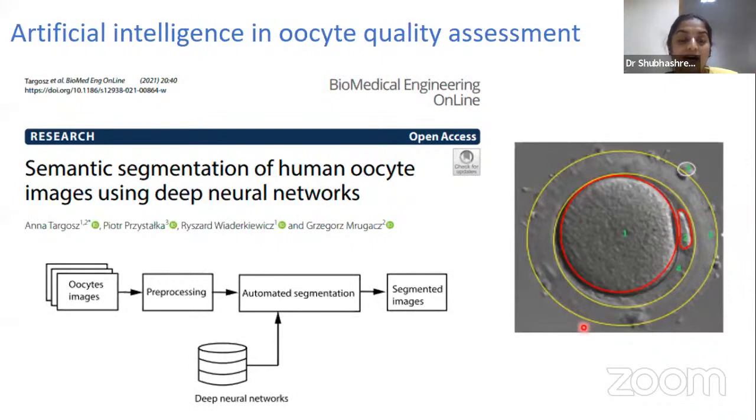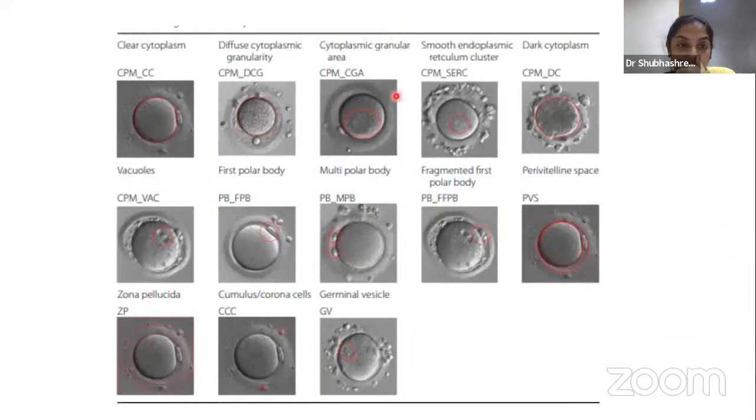But with advances, we have a new method, artificial intelligence, in the reproductive medicine field also. This is one very beautiful study where they incorporated artificial intelligence to understand the different aspects of oocyte morphology, whether it would be able to identify the different morphological features of the oocyte. Here you can see the software is able to identify different features of the oocytes like granulation, the degeneration or the polar body. So the software is trying to differentiate the different morphological aspects of the oocytes.